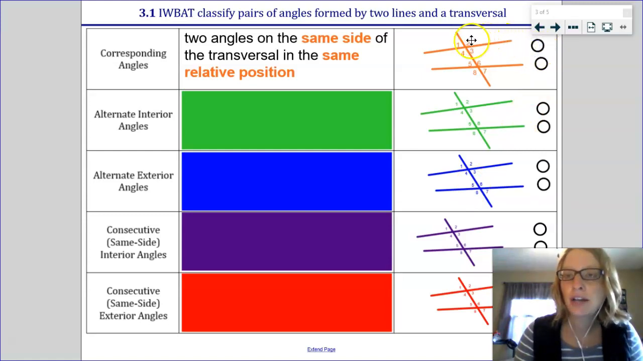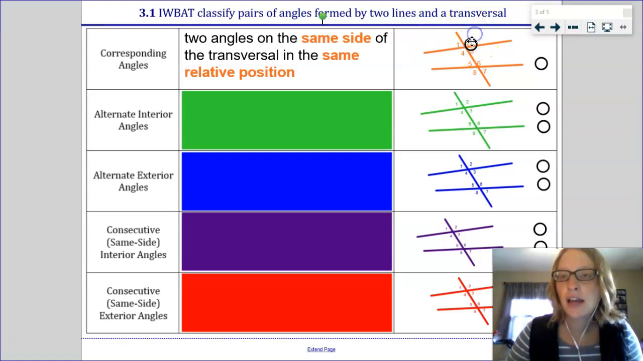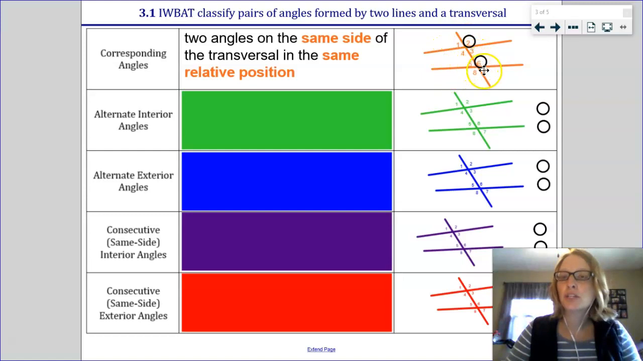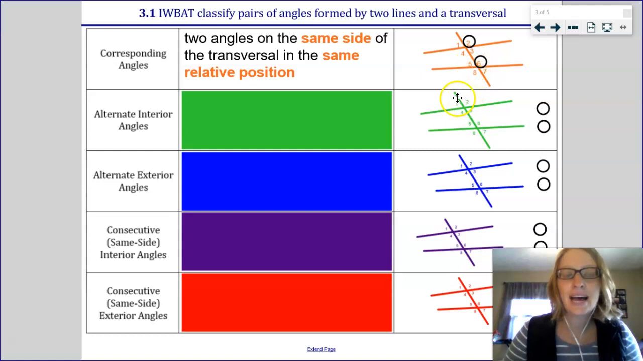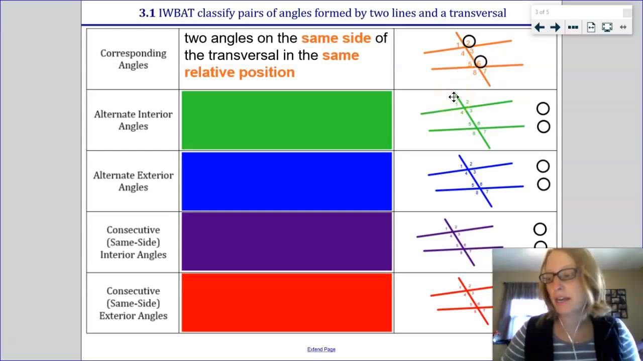In this picture, I could say that a pair of angles that are corresponding could be, for example, angle 2. Angle 2 is on the right side of the line, and it's in the top right corner. Angle 2 is corresponding with angle 6 because they're both on the right side of the line and in the top right corner of their group of 4.